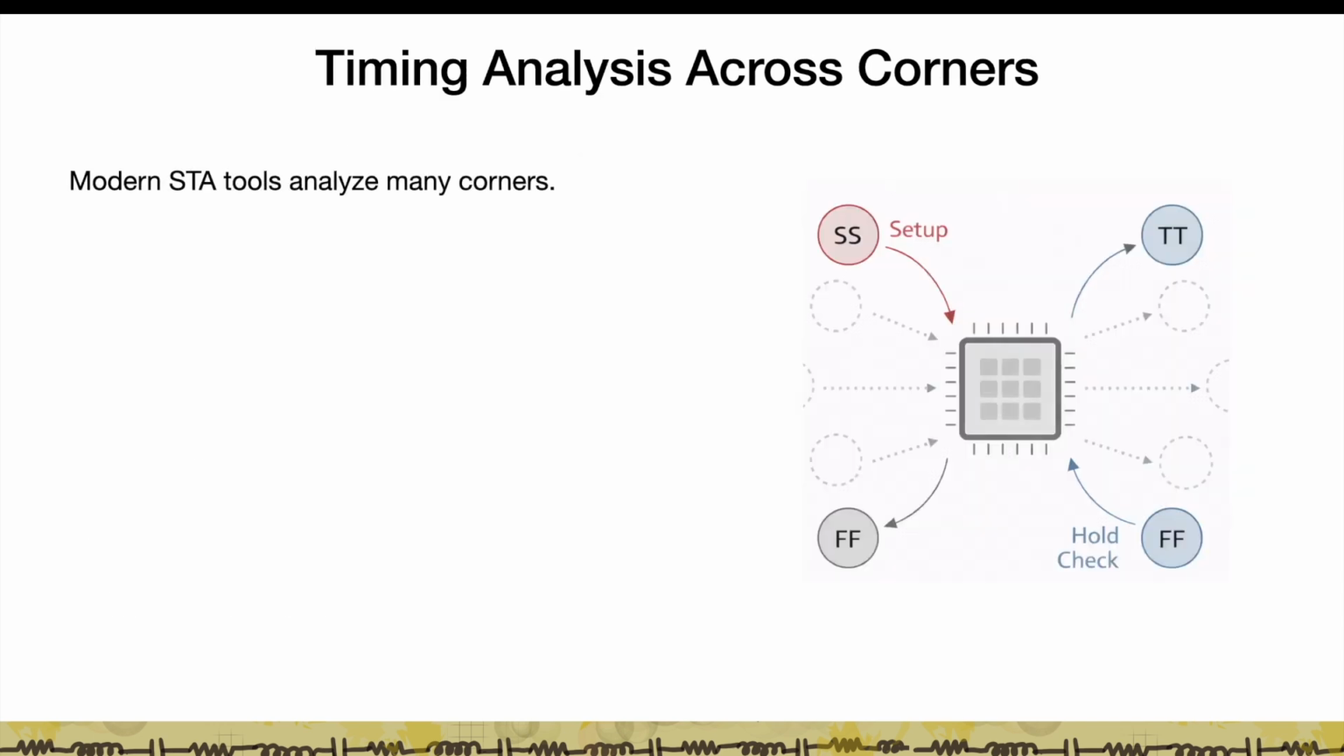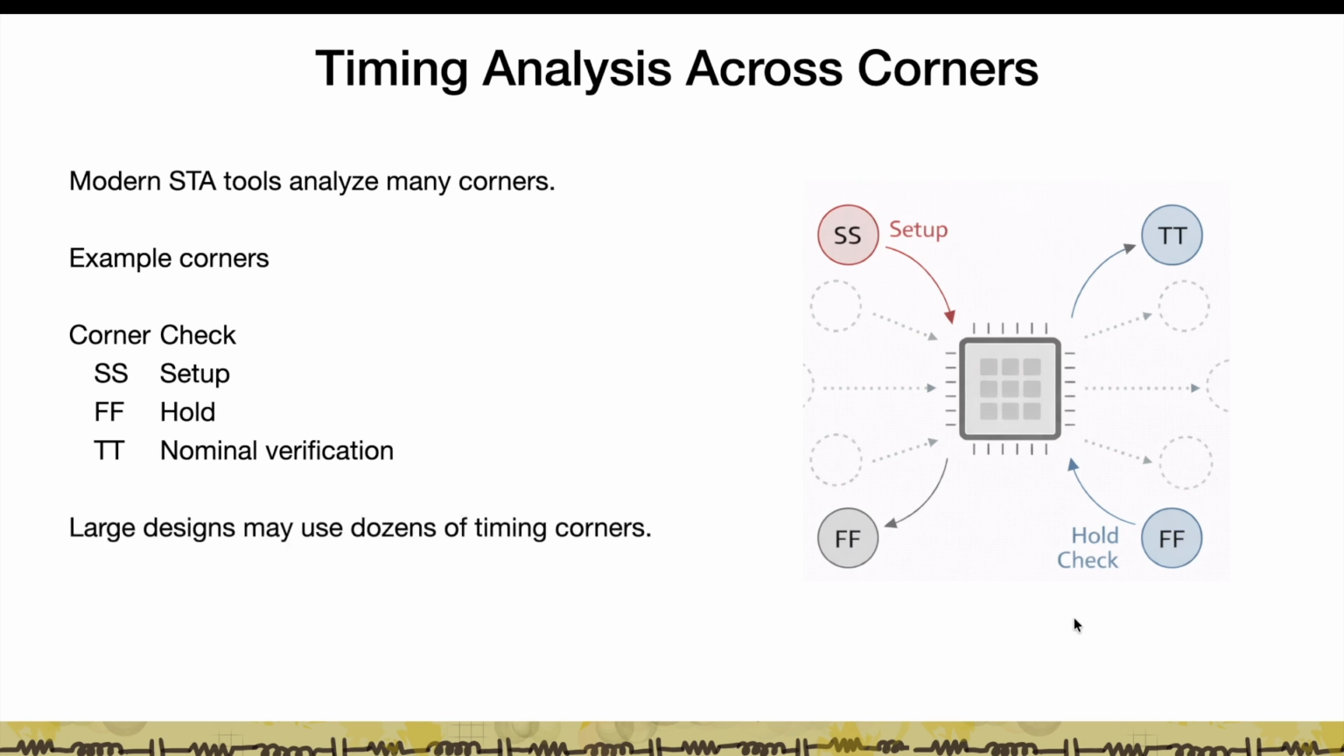In practice, STA tools don't just run three corners. Large designs use dozens. Different voltage rails may operate at different levels. Different temperature ranges apply to automotive versus consumer versus server applications. Some designs use multiple process corners for NMOS and PMOS transistors independently. The so-called best case NMOS, worst case PMOS, and the worst case NMOS and best case PMOS corners are used to stress specific path types. That is, when one of the types of transistors is fast and the other is slow, like the SF and the FS corner.